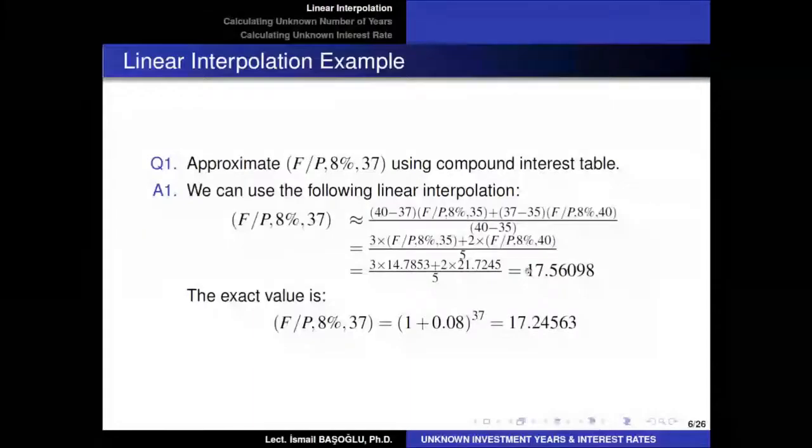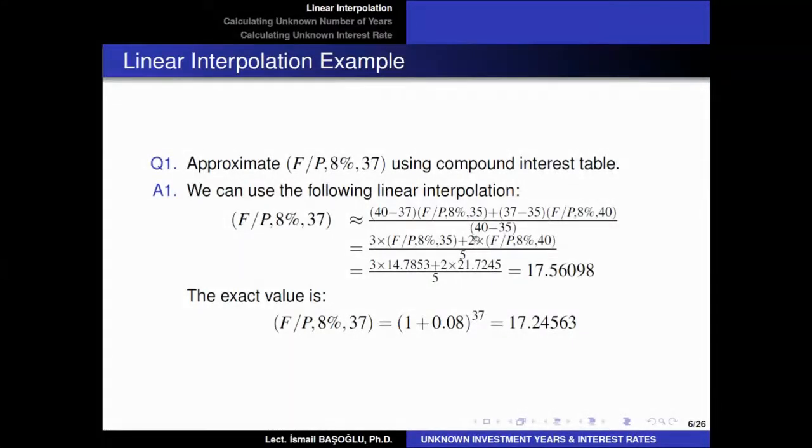And if we go back to our presentation file, you'll see that that is exactly what we are doing. So the compound amount factor at 35 is multiplied with the distance between 40 and 37, which is 3. And the compound amount factor at 40 is multiplied with the distance between 37 and 35, which is 2. And the summation is divided by the total distance between 40 and 35. And the approximate result is 17.56 approximately.